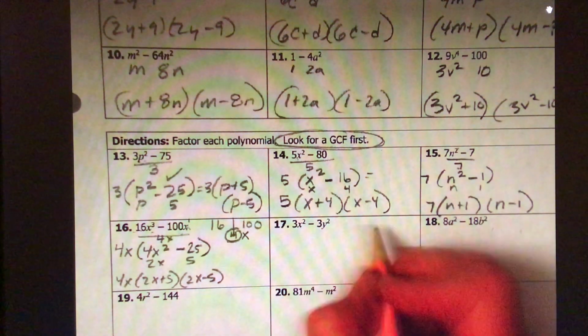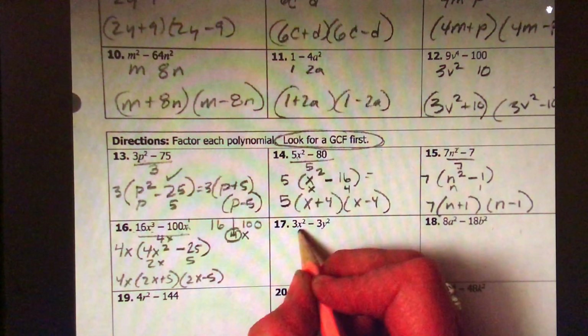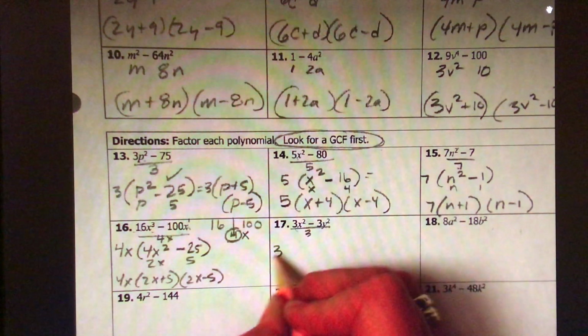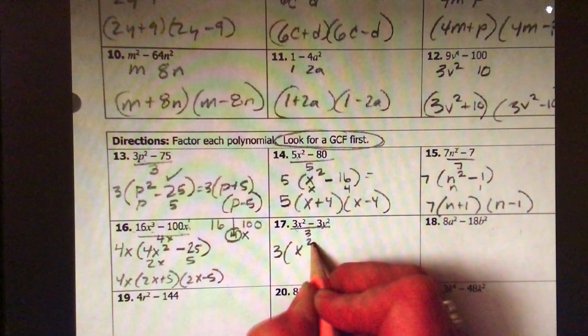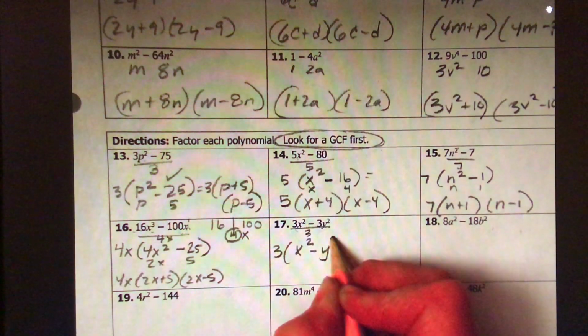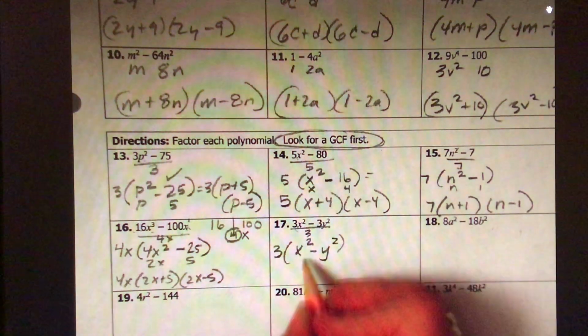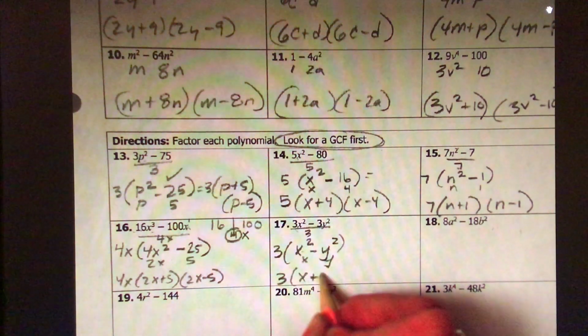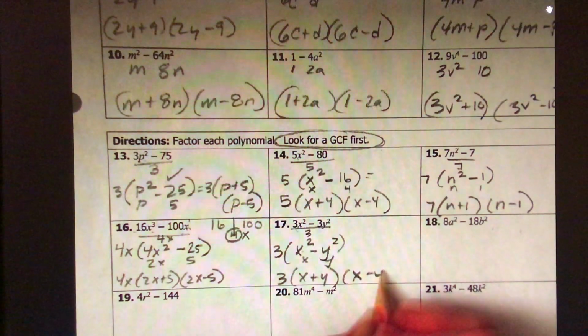3. Let's pull out 3. Can I pull out any variables? Nope. It's just 3. So I'll pull it out, and then I've got x squared left over, and then I've got a y squared left over, and that is a difference of squares, 3, x plus y, x minus y.